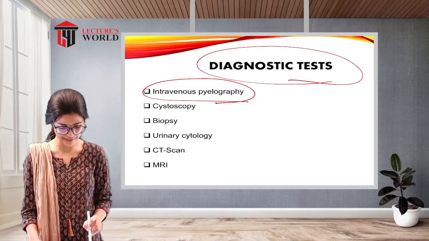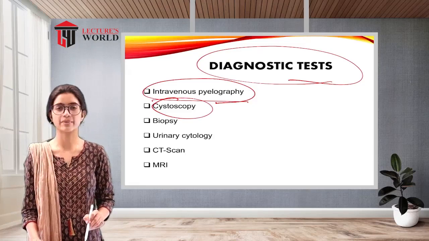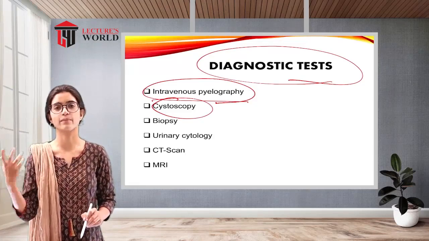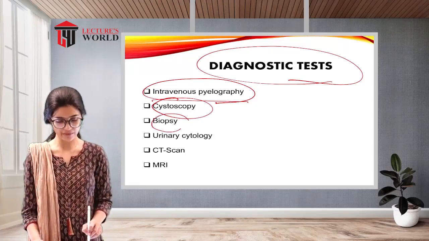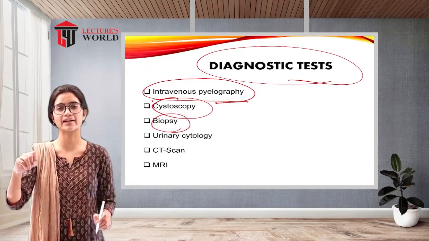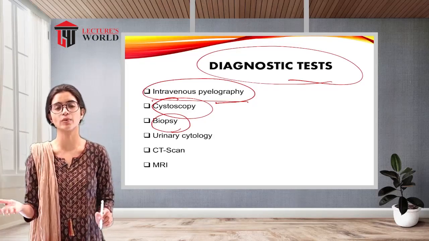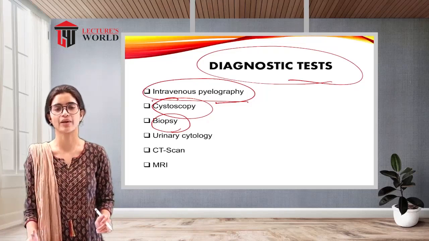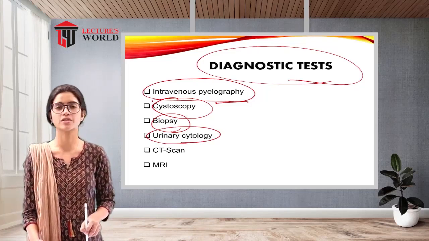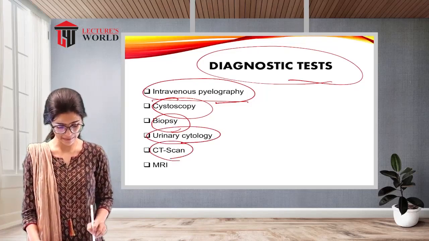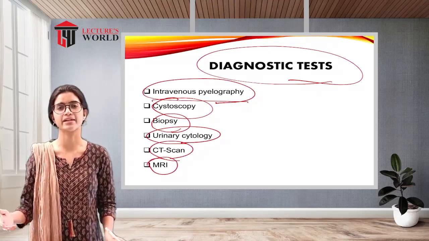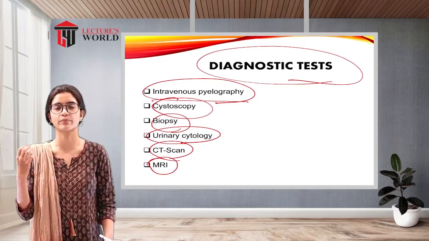The second is cystoscopy, examination of the urinary bladder with the help of a scope. Then the biopsy, in which we take a sample of the tissues within the bladder and examine the tissues under a microscope to see the changes within the layers of the bladder. Urinary cytology is also done. CT scan and MRI are a few of the standardized tests that are done when it comes to the diagnosis of any type of cancer.